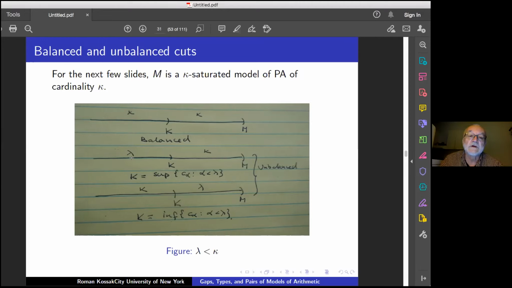You cannot have smaller cofinalities upward and downward, because then by saturation you would squeeze some element in between them, so it wouldn't be a cut. So these are the only three cases that we'll be considering. I will sometimes say that the cut is balanced or unbalanced, and sometimes it's convenient to say that the pair is balanced or unbalanced. That will mean exactly the same. And here lambda is any cardinal less than kappa.